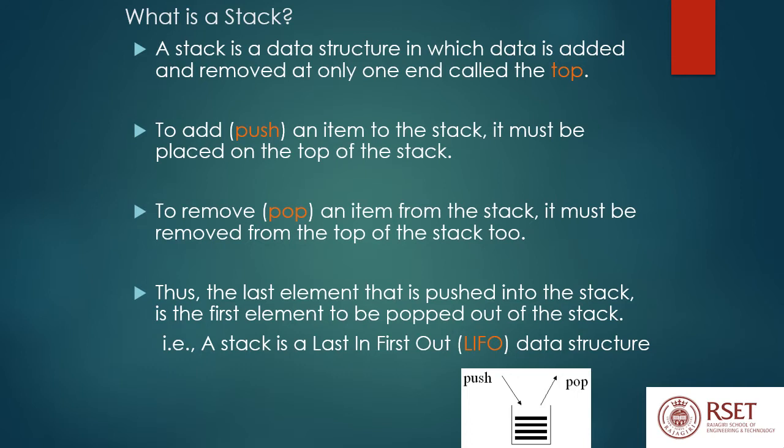First of all, how do you define a stack? A stack is basically a linear data structure in which data is added and removed at only one end called the top. If you consider this picture, you can see some elements being filled up in the stack, and this is the point through which you insert elements into it. So this is called top. Insertion as well as deletion takes place only through this end.